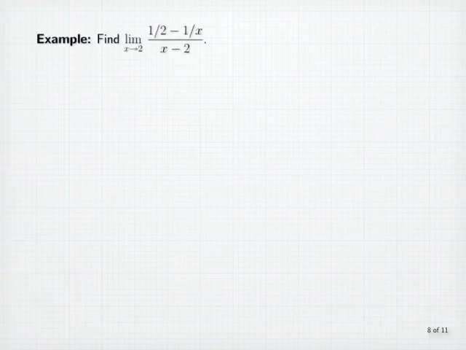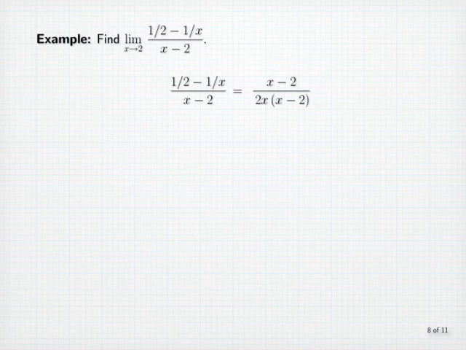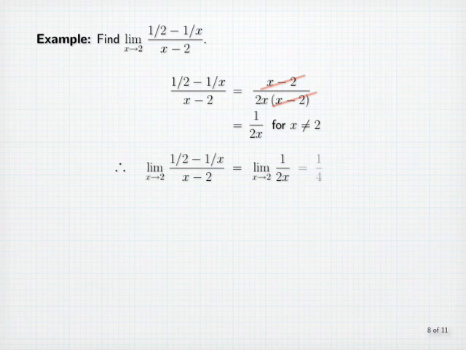Another example. Let's find the limit as x approaches 2 of 1/2 minus 1 over x, divided by x minus 2. Again, we begin by simplifying. Let's first multiply the numerator and denominator by 2x, which gives us x minus 2 in the numerator divided by 2x times x minus 2. So we can now cancel the x minus 2 factor, and we're left with 1 divided by 2x. So our original function agrees with 1 over 2x for all x other than 2. Therefore, these functions have the same limit as x approaches 2, and it's easy to see that the limit as x approaches 2 of 1 over 2x is 1/4.